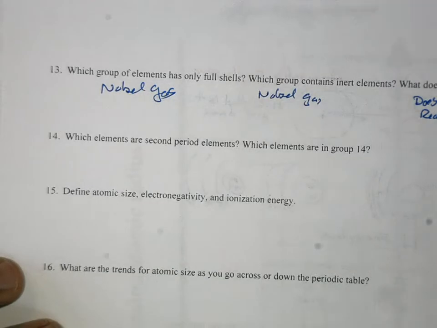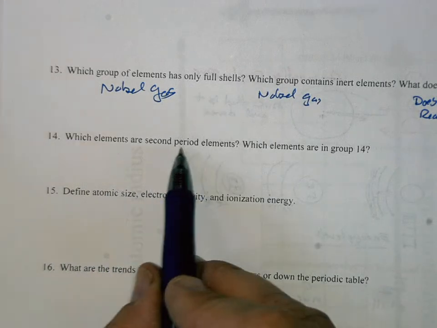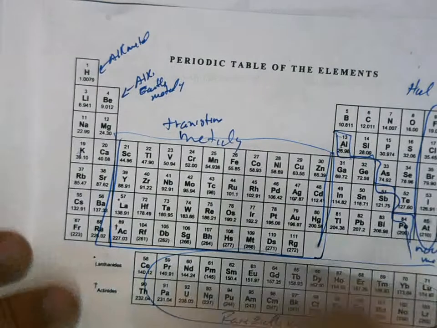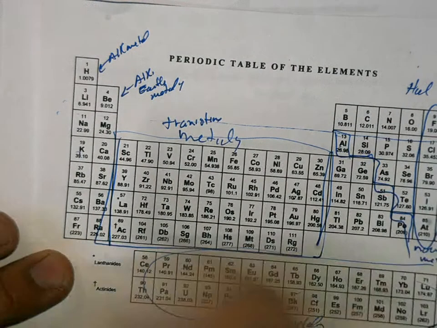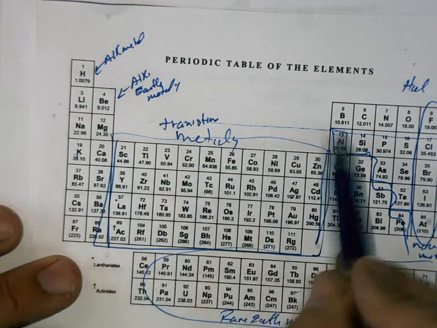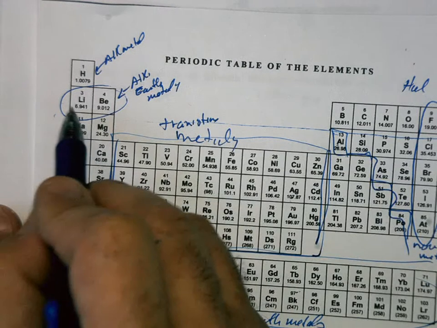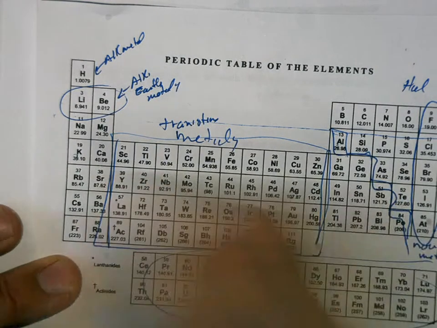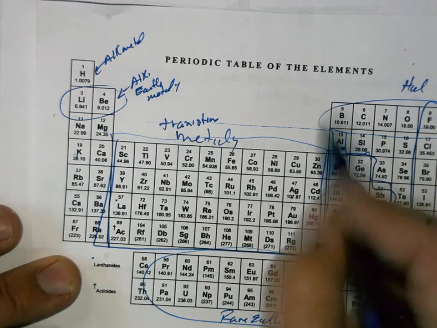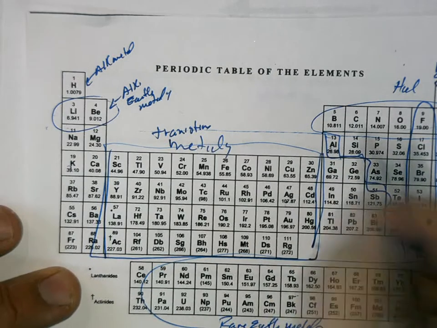What elements are second period elements? Well, okay, so here's the second period. They are the elements lithium, beryllium, and then boron through neon. And again, these elements have s orbitals, and then over here, these elements have their s orbitals, plus they're going to have the p orbitals as well.